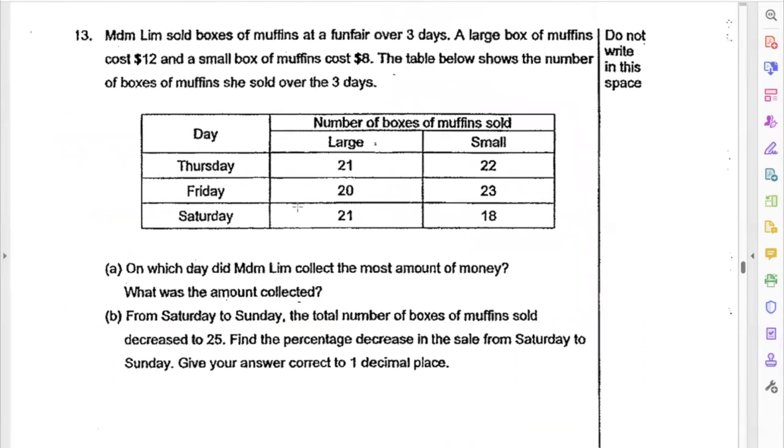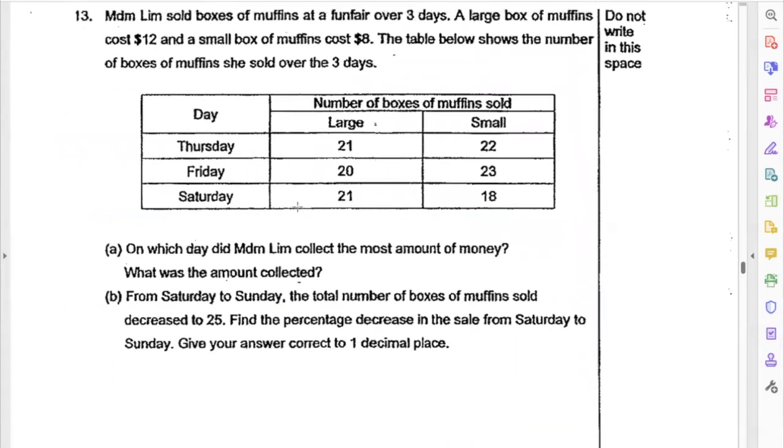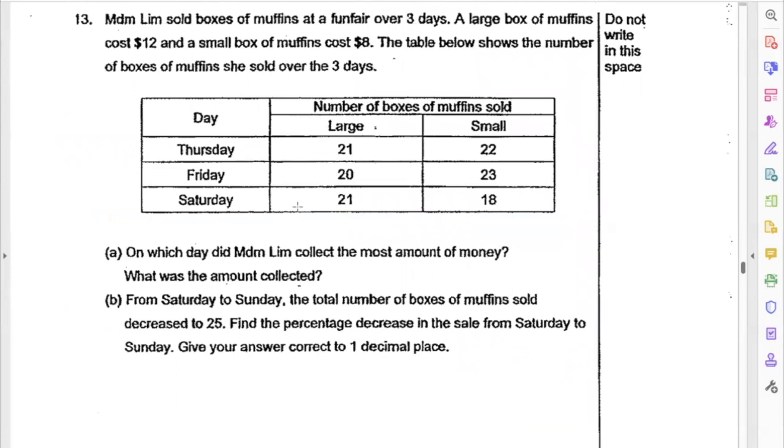Okay, I'm going to do this in a few steps. Madam Lim sold boxes of muffins at the fun fair for 3 days, Thursday, Friday, and Saturday. A large box of muffins costs $12 and a small box costs $8. The table below shows the number of boxes of muffins she sold over 3 days. On which day did Madam Lim collect the most amount of money? What was the amount collected?